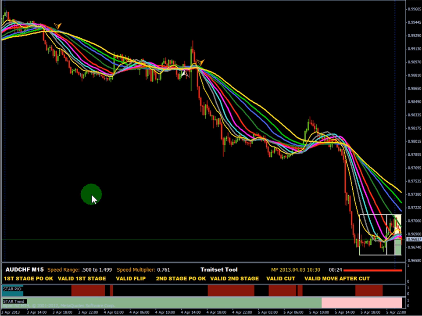Simplistic robotic approach to TA? No, but there are over a dozen little robots on the job here to perform a strategic TA. These orange and white arrows are there to show you the flip of the slowest gold SMA. Even if I slow the speed multiplier from 0.761 to 0.762, the period settings for all MAs would be changed by 0.001, then this trait set wouldn't validate at that slowest speed.